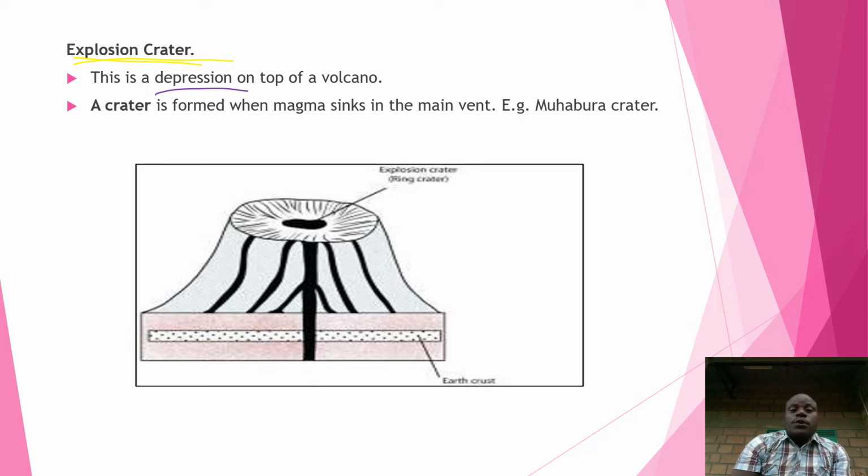It is formed when magma sinks in the main vent. This magma, after reaching the Earth's surface to become lava, again retreats. It sinks within the vent. And a depression which remains on top is what we call a crater or explosion crater. Most of the volcanoes have craters on top.